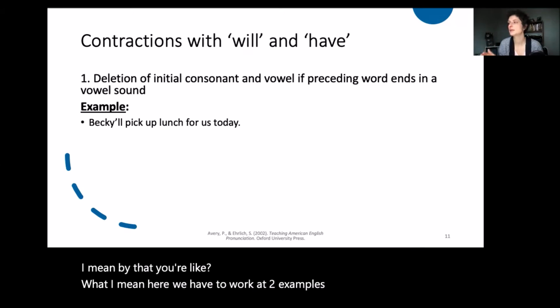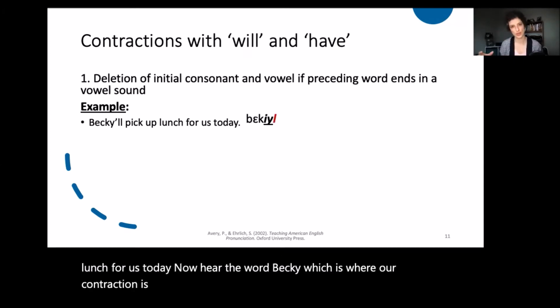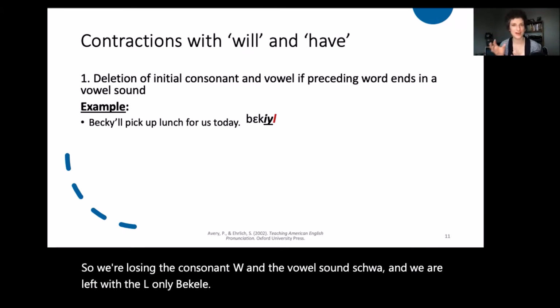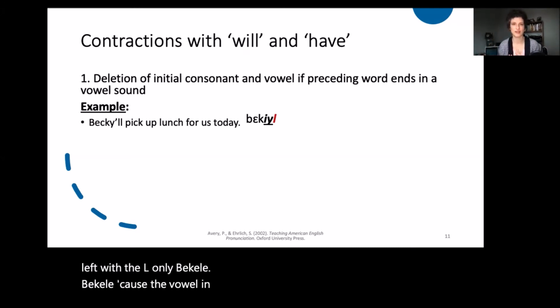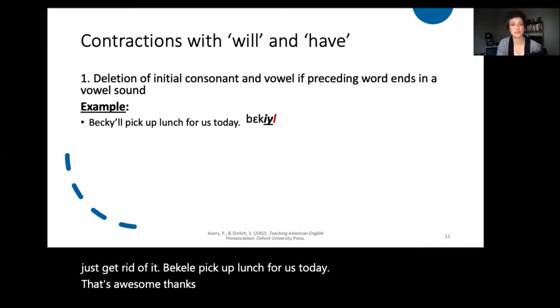Becky will pick up lunch for us today. Now here, the word Becky, which is where our contraction is happening, Becky ends in a vowel sound, right? So we're losing the consonant W and the vowel sound schwa, and we are left with the L only. Becky'll, because the vowel in Becky does the work of our vowel in will, so we just get rid of it. Becky'll pick up lunch for us today. That's awesome. Thanks, Becky. Becky'll pick up lunch for us today.